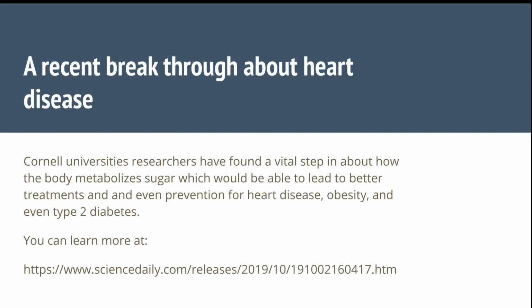A recent breakthrough about heart disease is Cornell University researchers have found a vital step in how the body metabolizes sugar, which would be able to lead to better treatments and even prevention for heart disease, obesity, and even type 2 diabetes. If you're interested, you can learn more at www.sciencedaily.com.